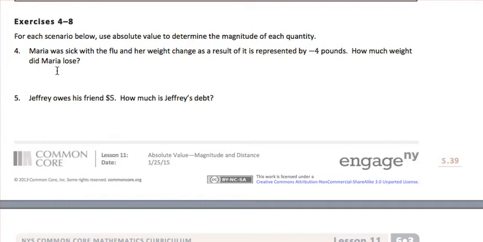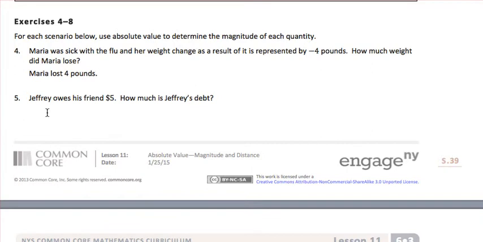In question 4, Maria was sick with the flu and her weight change was -4 pounds. Then the question is, how much weight did Maria lose? She didn't lose -4. That would be a double negative. Maria lost 4 pounds. So we're using the absolute value of the number to show how much it is.